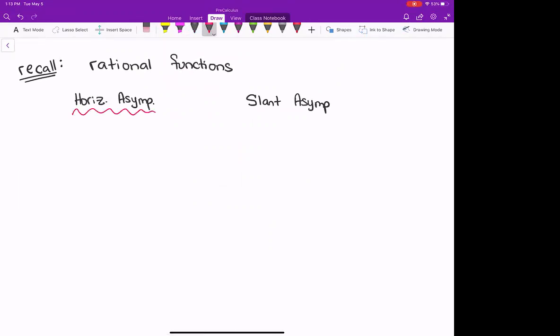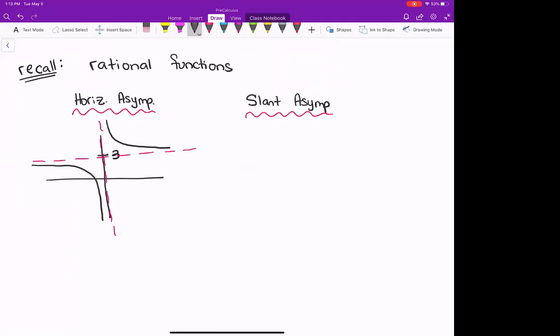So first, let's remind ourselves what they looked like. All right, so a horizontal asymptote, of course, is a horizontal line at whatever value you came up with. So let's say I have a horizontal asymptote, like say y equals 3. Okay, so if I have a horizontal asymptote at y equals 3, and then maybe I have a vertical asymptote, we'll say at x equals 0, my rational function could look something like this, especially if it's just like the parent function shifted up.